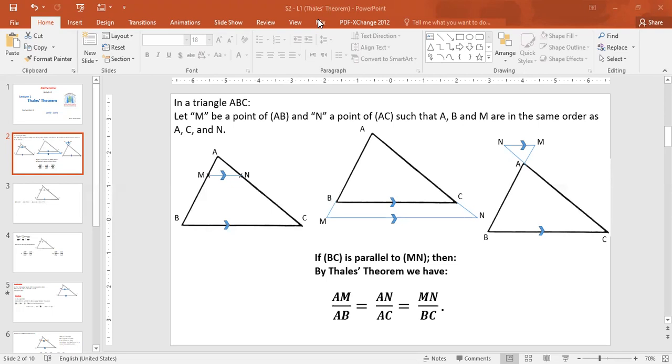So Nurjan, I was asking if line BC is parallel to line MN, which vertex is opposite to BC and MN? Vertex A. Okay, can you, Nurjan, apply Thales theorem in this figure?